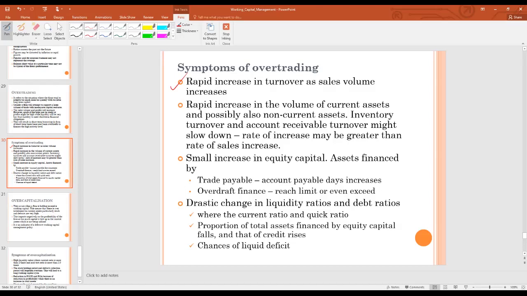Is it the third point? Third point, where is it? Small increase. Here it is. Yes, thank you. That point.